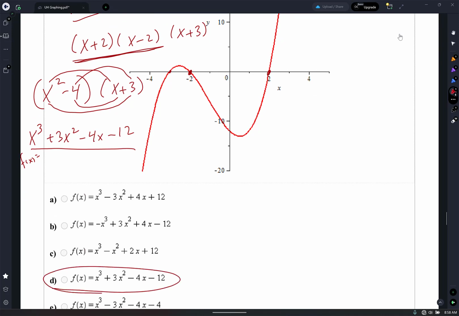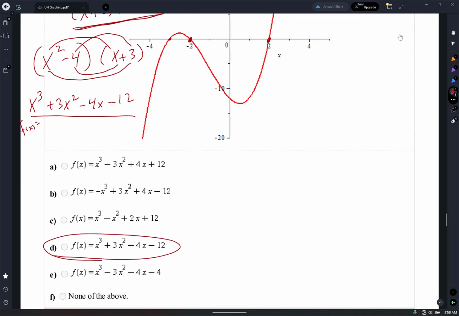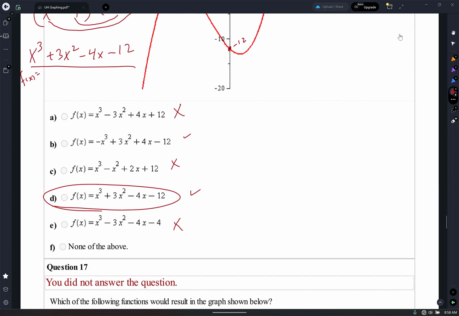Letter D. I guess you could have also deleted some right off the bat. Notice that looks like a minus 12 there. You could have gone out, maybe, out, maybe, out. 50-50 chance. If you don't know how to do it, you can just guess right there. Maybe get it right by luck.